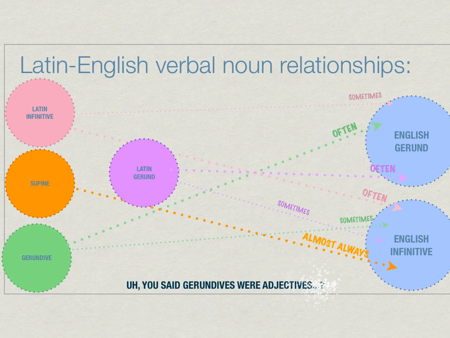Oh, if you were paying attention in the participles video, I taught you a gerundive was the same thing as a future passive participle, and therefore it was an adjective. And that's still true. I didn't lie to you. But there is no gerundive in English, and it gets translated into a verbal noun in English. We'll get to it, I promise.